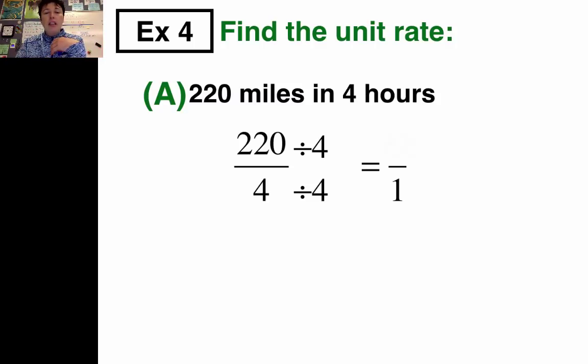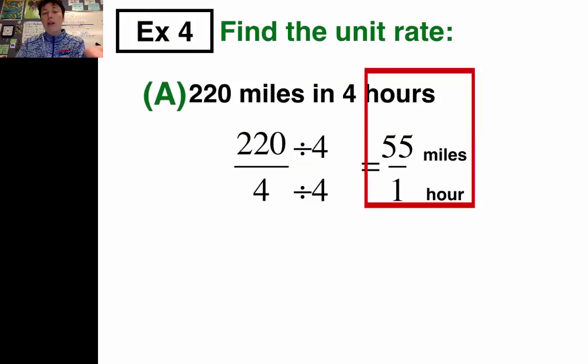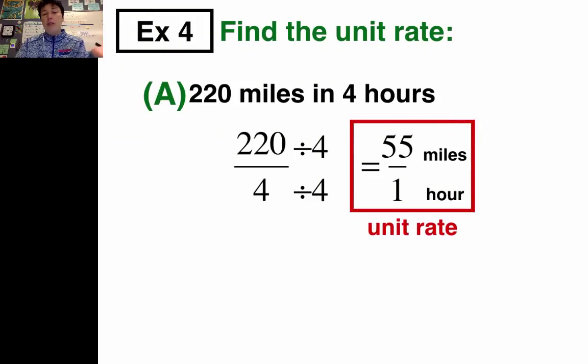So we grab a calculator, we type in 220 divided by 4, and we get 55. So our unit rate is 55 miles in 1 hour. That's our unit rate, 55 miles in 1 hour. I'm going to box that up and label it unit rate. Okay, let's look at the next one.